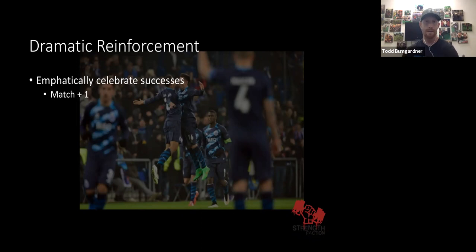Why do we want to make it an event? Why is dramatic reinforcement so important? Well, it helps people remember, right? So when we make an emotional event out of something, the likelihood that they will be able to repeat the skill that you want them to repeat grows. So people learn better when they have it attached to emotion, right? So we want to create an emotional event.